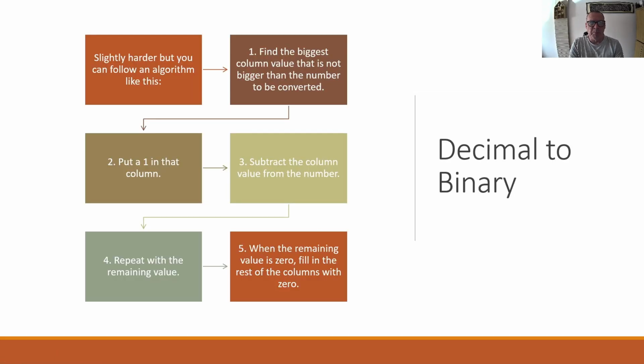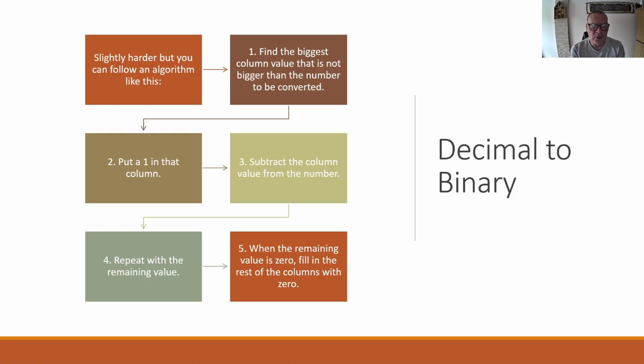To go from decimal to binary is a little bit trickier. Here's an algorithm you can follow. The first thing you do is find the biggest column value that isn't bigger than the number you want to convert. So for example, if we're given the number 30, then the column value of 32 is too big. So you want something that's exactly right or less than, but definitely not greater than. So the next available column down is 16. 32 is too big, 16 is fine.